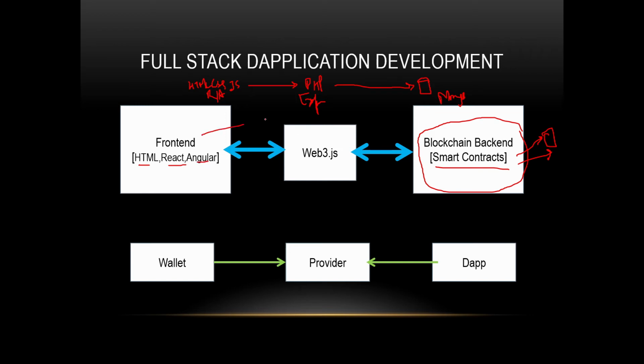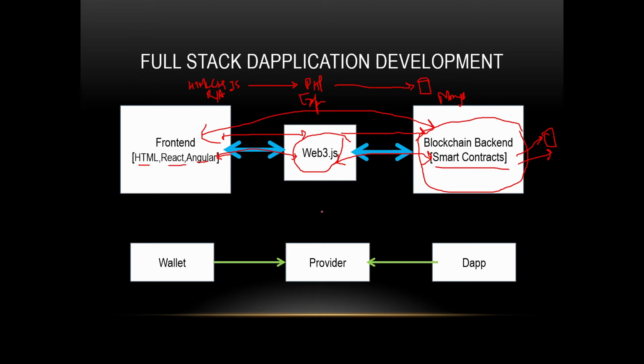But how to connect these two? These two are totally separate parts. How do you connect them? So here comes the role of Web3.js, which acts as a middleman, or you can say a middleware, which will connect the front end directly to the backend. It will interact with the front end, and also interact with the backend and give all the functionality needed to connect both of these. So this is how it goes.